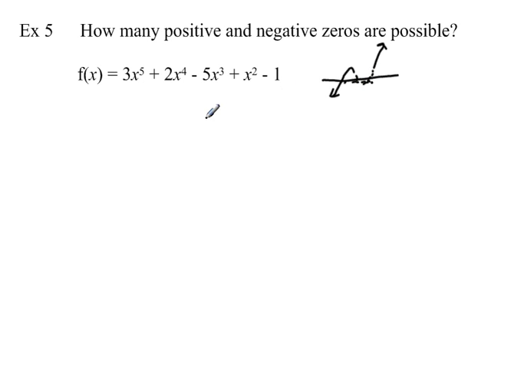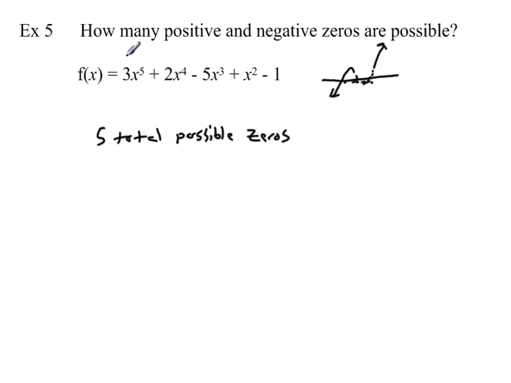Okay, so the total number of zeros possible, it's got 5 total possible zeros. It doesn't necessarily have 5 real zeros, but 5 total zeros. How many of those could be positive? So how we find the positive ones, we look at the sign changes.